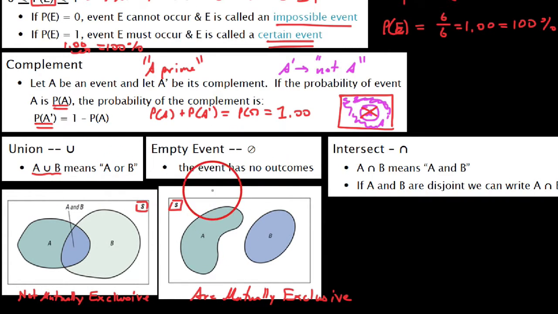The empty event. Now, this is interesting. This is a circle with a slash through it, and we refer to this as the null set. It's the set of things that has nothing in it, basically. So the empty event has no outcome.